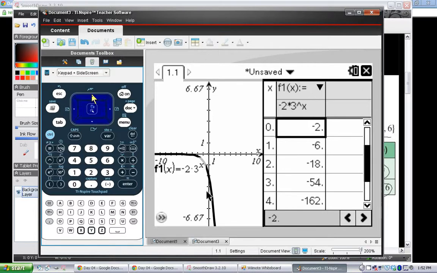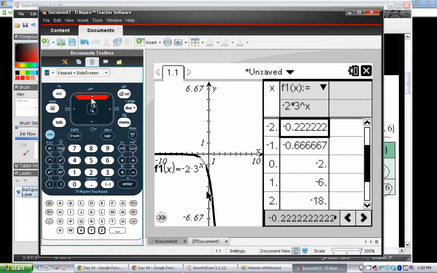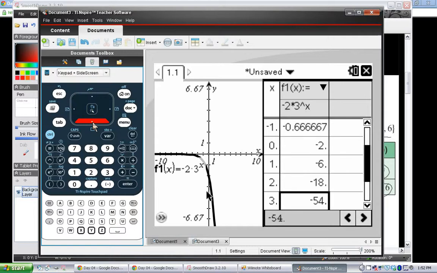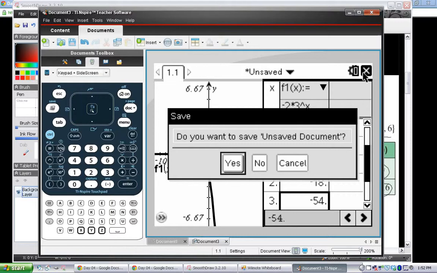And again for -2, we have -0.2 repeating. For 0, it's -2. And for 3, it is -54. So it decreases very quickly. That's true of exponential functions. They move pretty quickly once they start going.